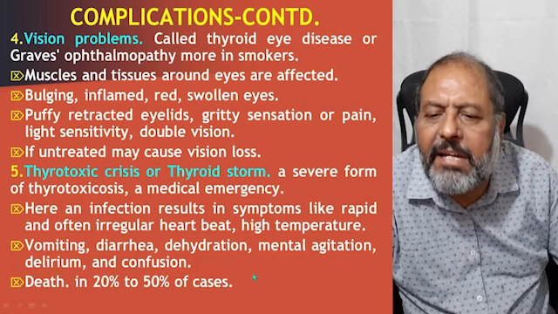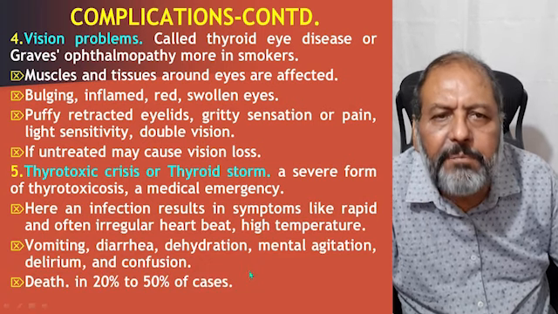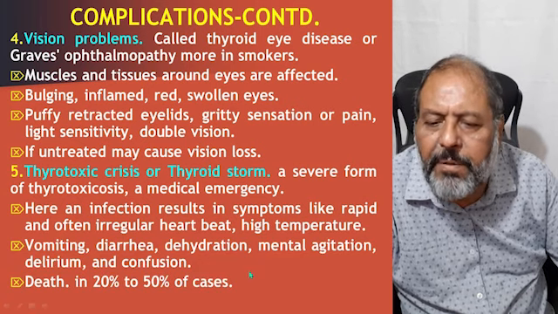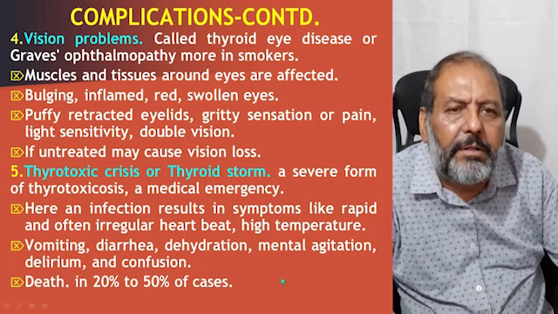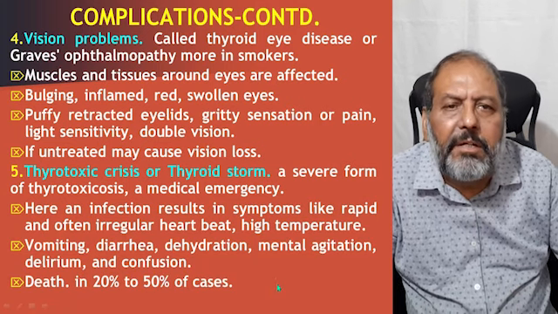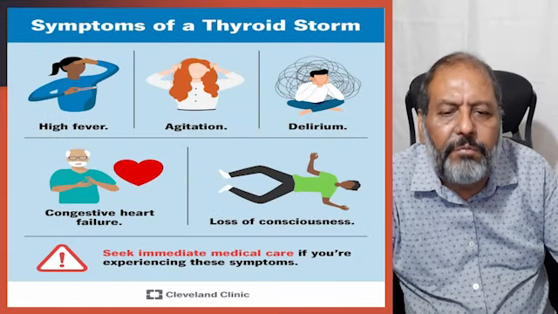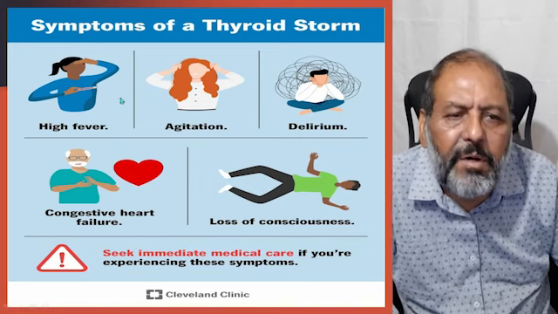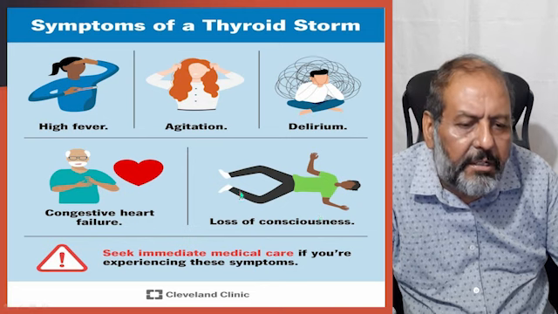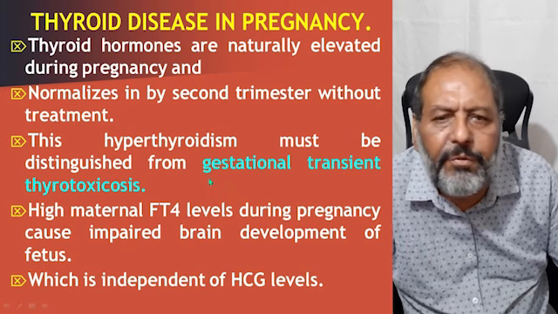Number 5 is thyroid crisis or thyroid storm. It is a severe form of thyrotoxicosis. It is a medical emergency. Here, an infection results in symptoms like rapid and often irregular heartbeat, high temperature, vomiting, diarrhea, dehydration, mental agitation, delirium, and confusion. And it is causing death in 20 to 50% of cases. Now, these are the symptoms of thyroid storm: high fever, agitation, delirium, congestive heart failure, loss of consciousness, and ultimately one can have death in 20 to 50% of cases.